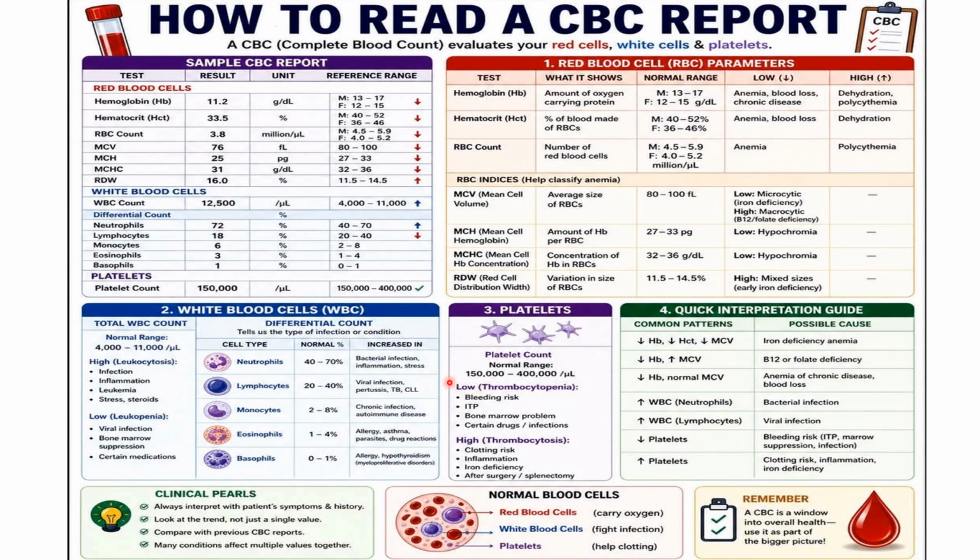Then low value of platelet count, which is known as thrombocytopenia, it may be indicative of bleeding risk, then idiopathic thrombocytopenic purpura, bone marrow problem, or certain drugs or infections. Then high count of platelets, known as thrombocytosis, it may be due to clotting risk, inflammation, iron deficiency after surgery or splenectomy. So we have discussed the three main parameters that are mainly monitored in a CBC report.